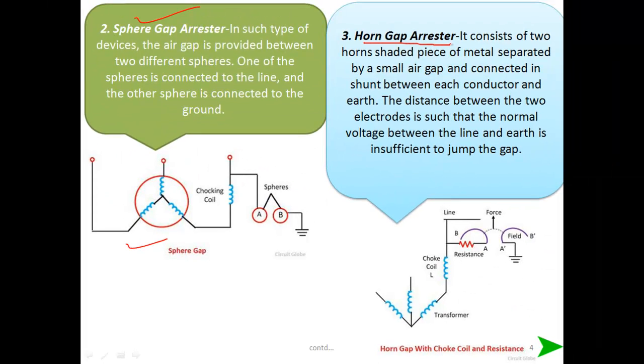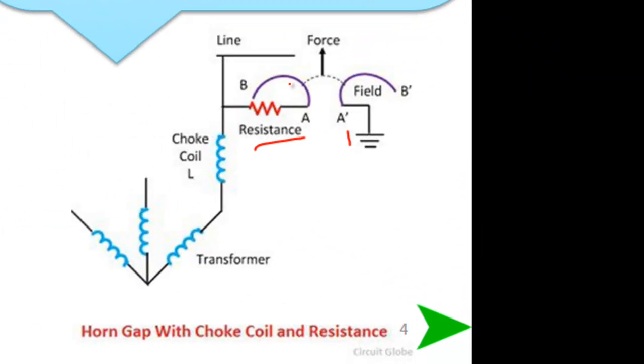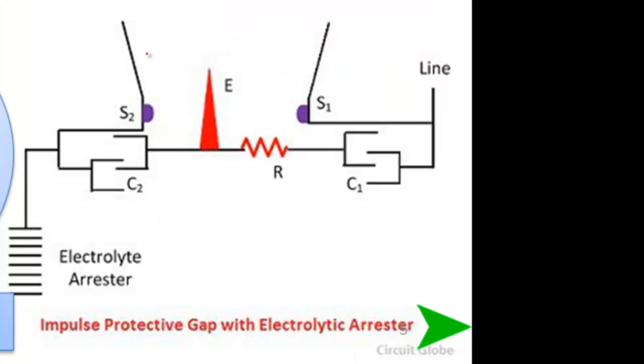Similarly, the horn gap arrestor is also used at a place where there is an interconnection between a grid and a substation. It consists of two horn shaped pieces of metal separated by a small air gap, connected shunt between each conductor and the earth. You see here there is a small resistance, this is the earth, and these are the horn type arresters. Forcefully they open with each other and the circuit disconnects with a lightning strike.